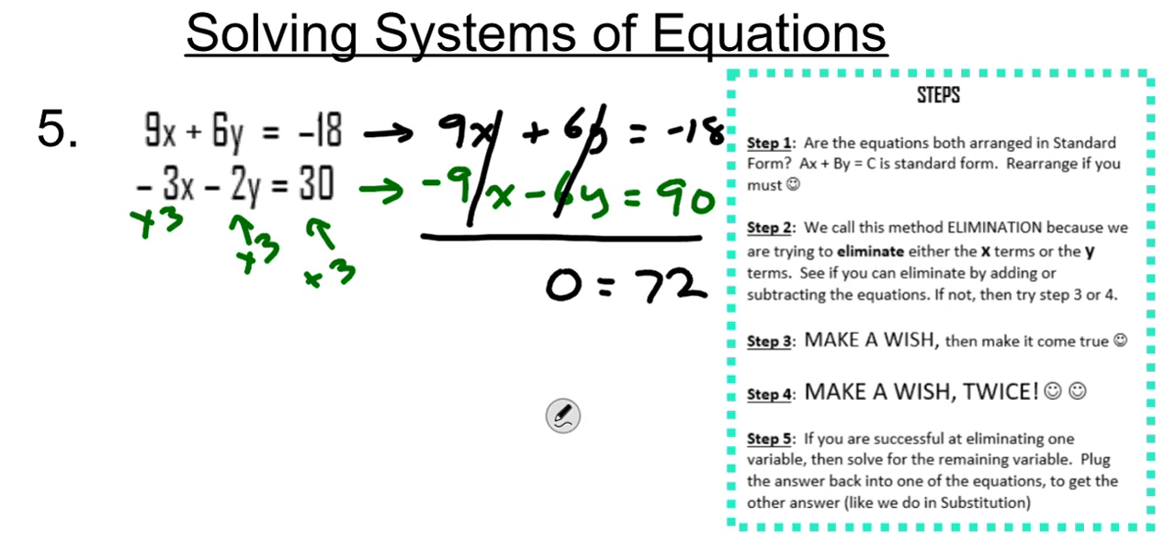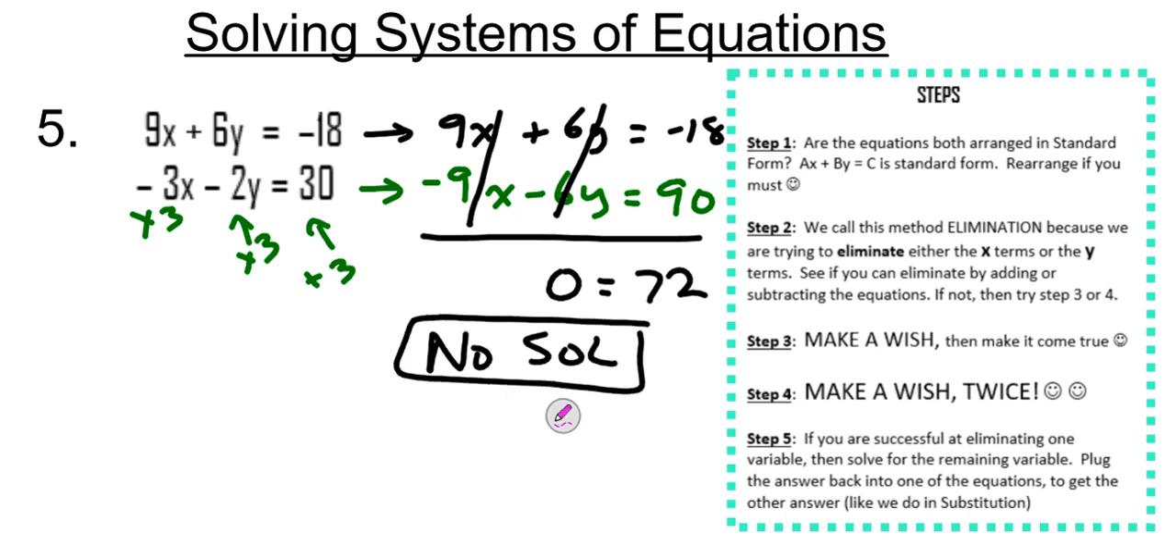Is that true? When the variables are gone in a system, when you're solving a system, and you're left with two numbers, you have two choices. You ask yourself, is this true? Does 0 equal 72? Not in this world, right? So we're going to say no, and that's the first part of your answer, right? It's no solution.